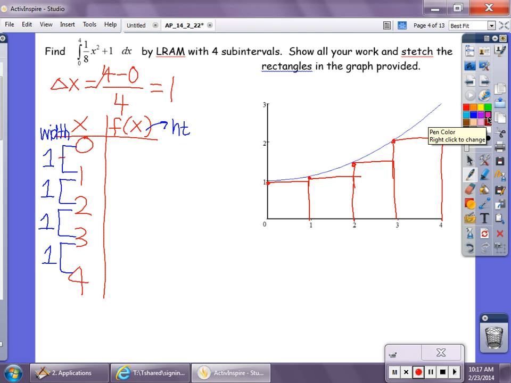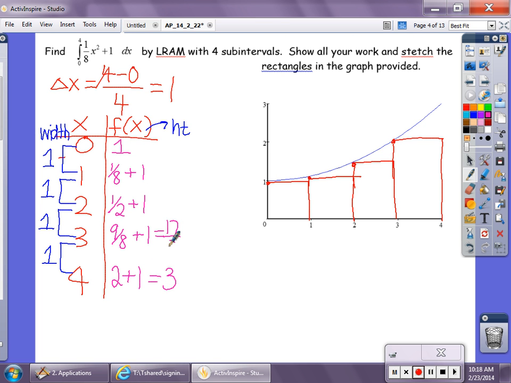So I'm just going to write up some of them. So that would be 1/8 plus 1, 1/2 plus 1, 9/8 plus 1, and then 4 would be 16, so 2 plus 1. So this is 3, this is 17/8, this is 3/2, this is 9/8. So how do we decide which rectangle or which height we use? So if this is an LRAM, then your first width would be this yellow value, and between the two choices you have, which is 1 and 9/8, the left one would be the first value.